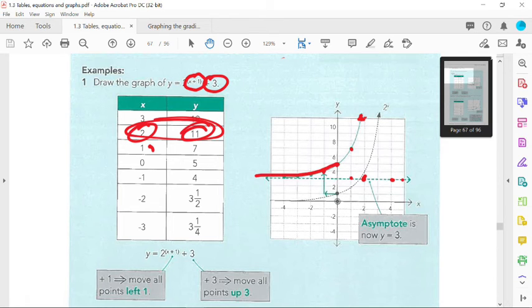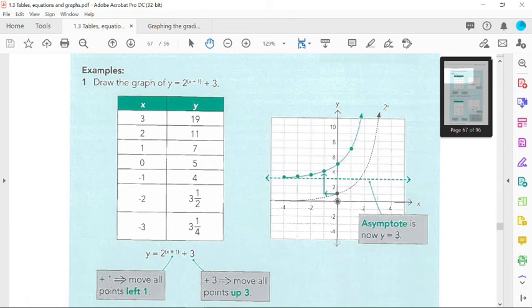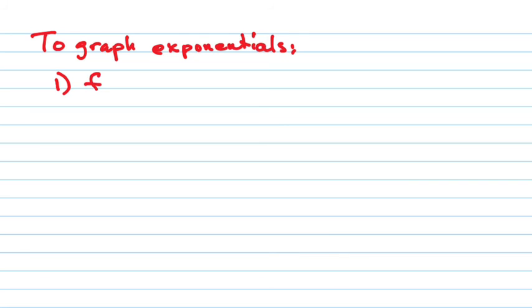Okay? All right. So, let's write some steps, guys, because we like steps. To graph exponentials: first, find the asymptote. It's a horrible word, okay? And that's always that plus or minus c. Do I change the sign for the asymptote? No, whatever it has, that's what you use. So if it's plus 5, it's on positive 5. If it's minus 3, then down 3, okay?